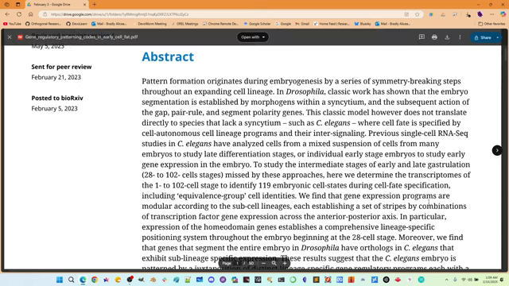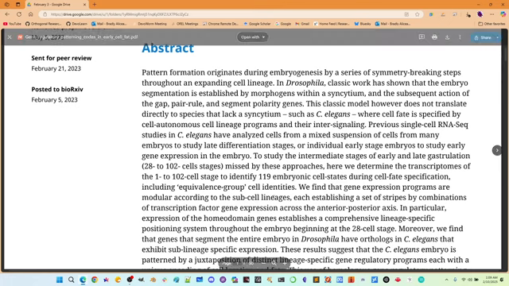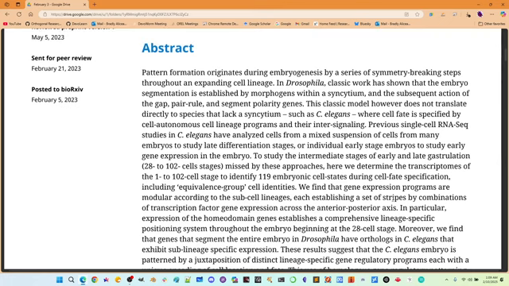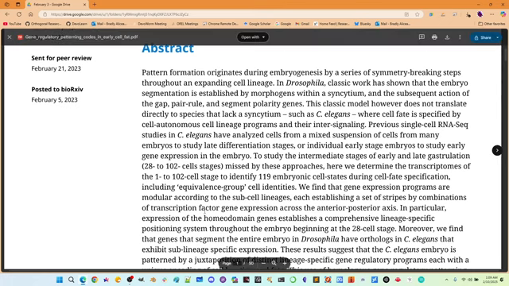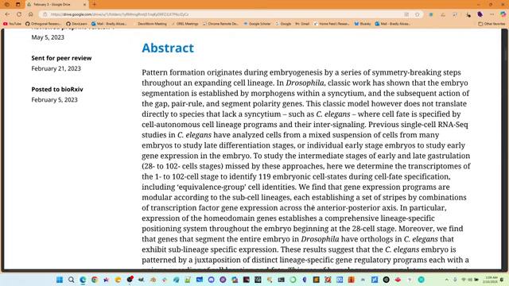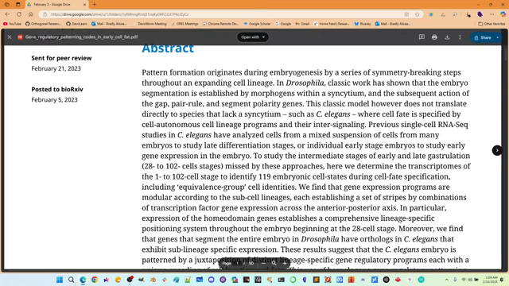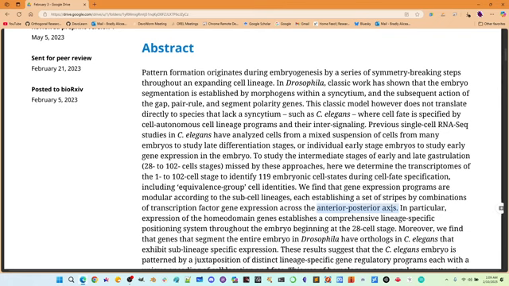We find the gene expression programs are modular according to the subcell lineages, each establishing a set of stripes by combinations of transcription factor gene expression across the anterior-posterior axis. So we know, of course, that the lineage tree is organized anterior to posterior. The left side of the tree is anterior, the right side is posterior. The right side of the tree has the germ cells. The left side of the tree has the A, B sublineages, and everything in between is defined.